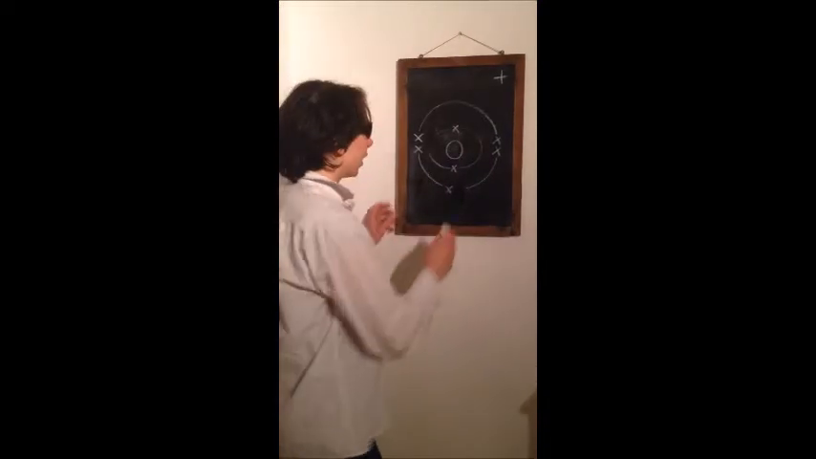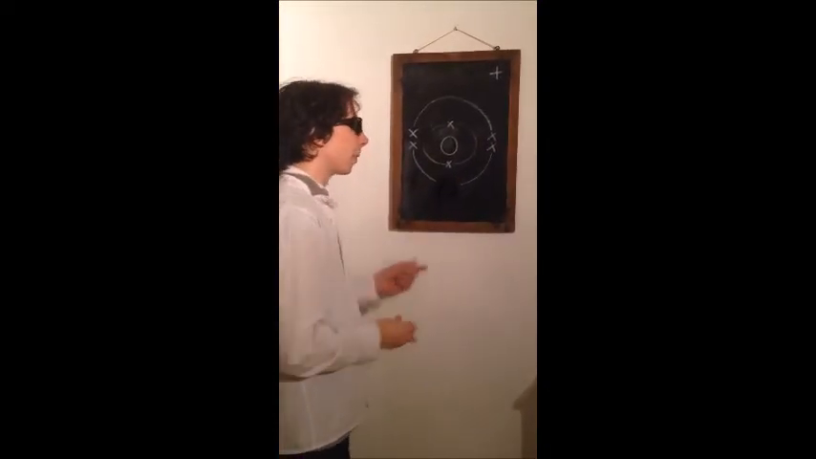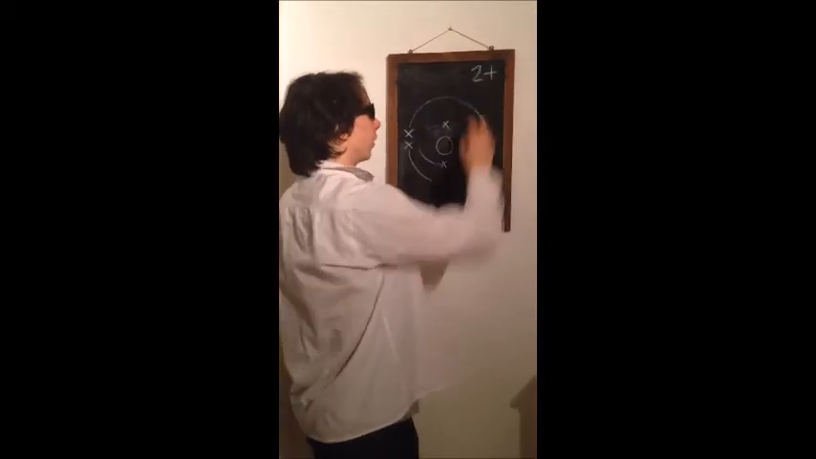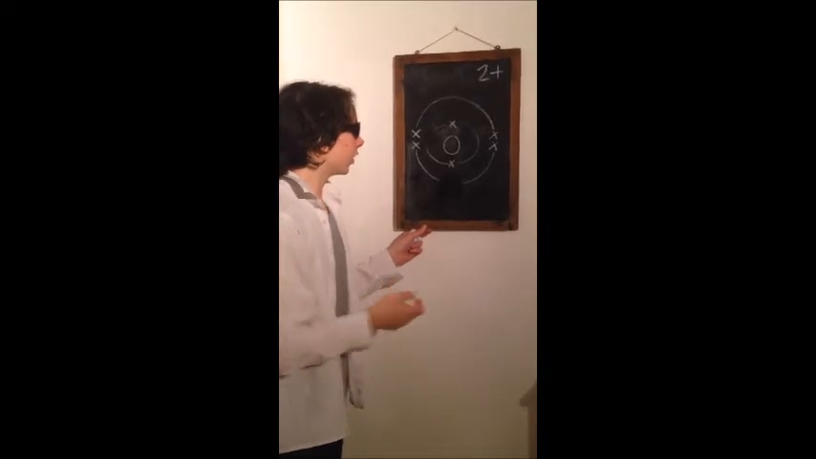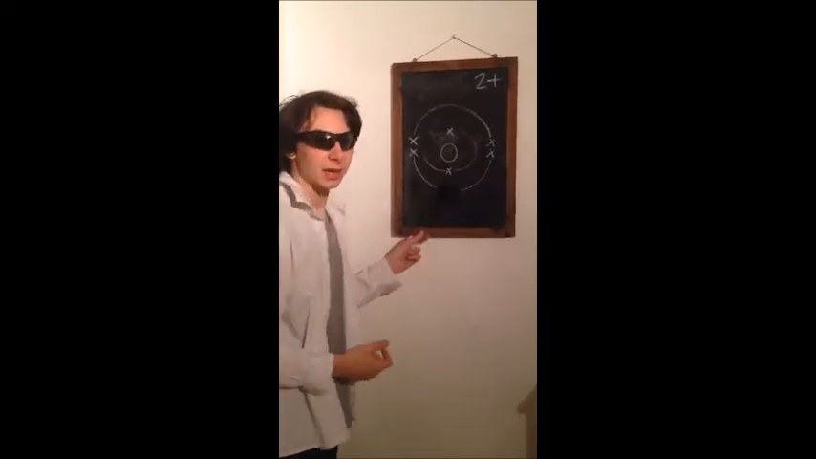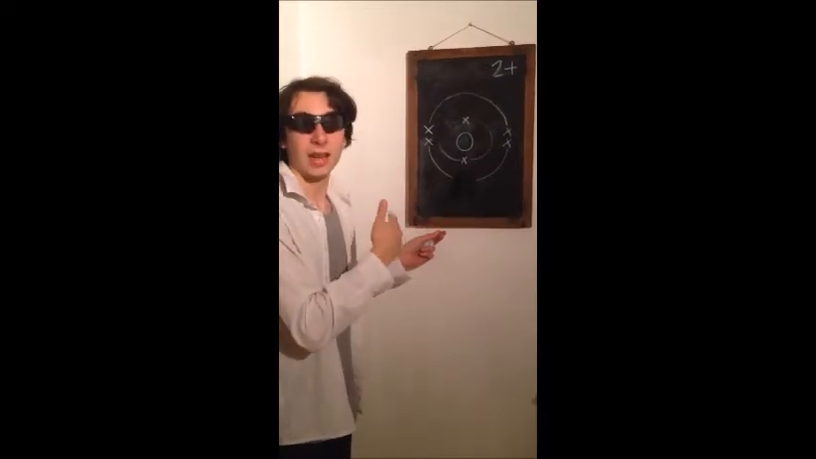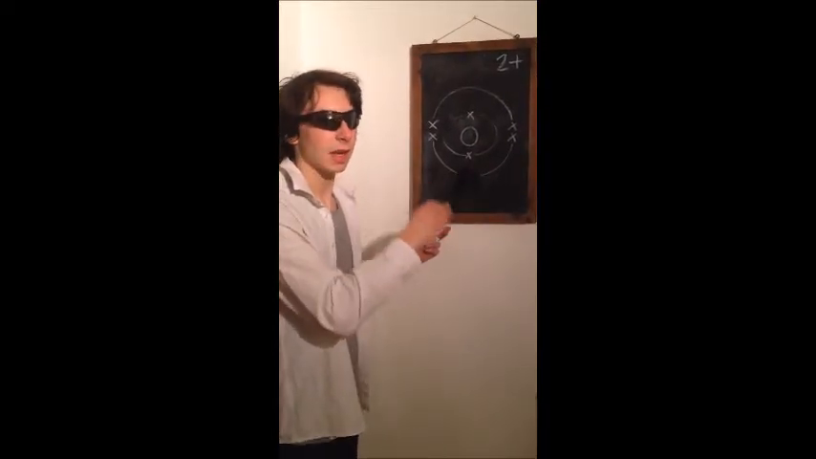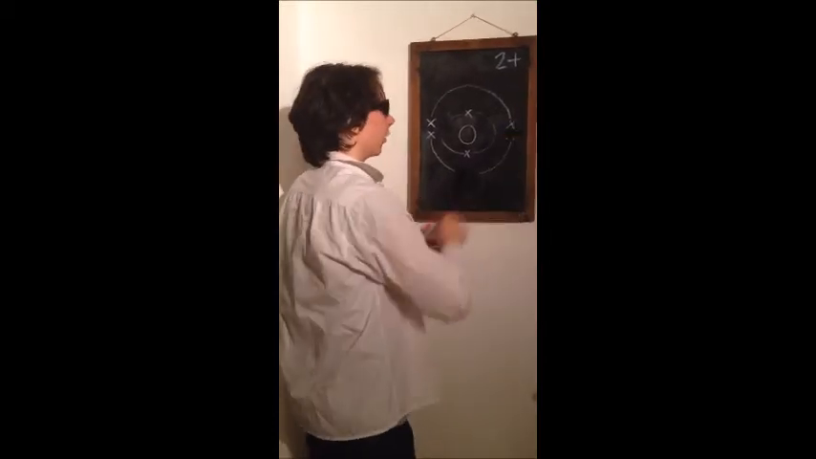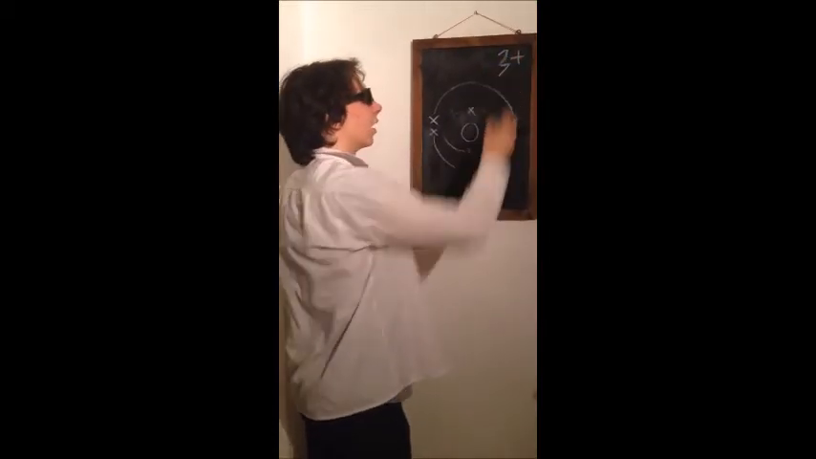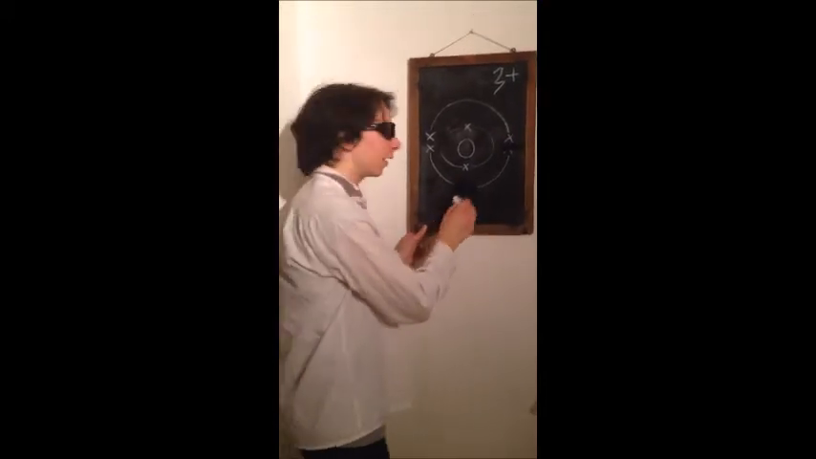Now we remove the second electron. Okay? And this becomes 2 positive. And we'll get onto this later, but as you carry on removing these, the ionization energy needed to remove them increases as you carry on removing them. And so you can take off another and another and so on.